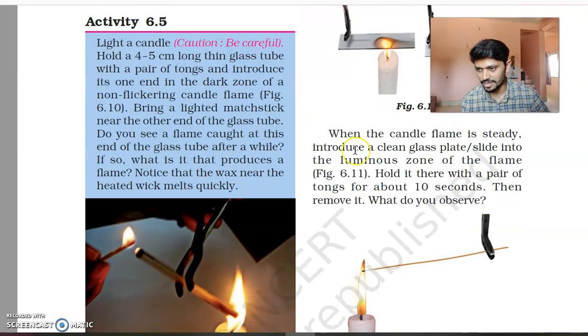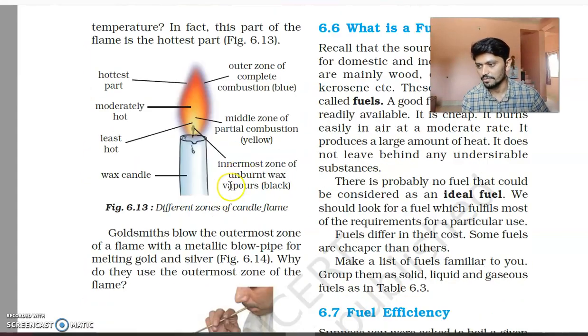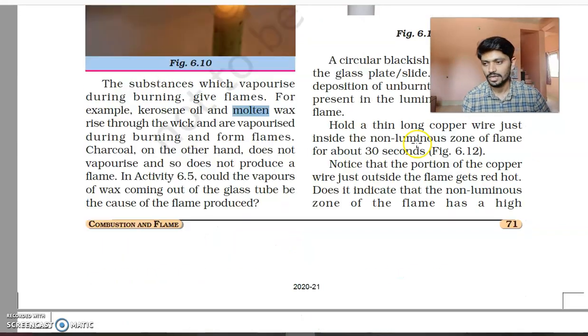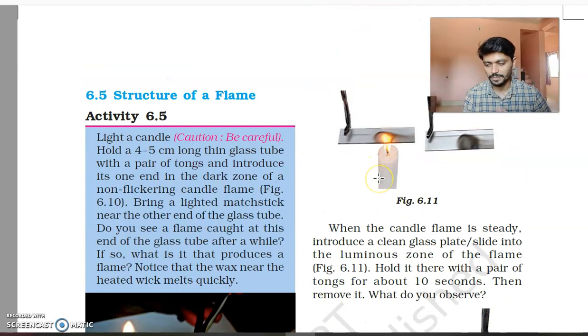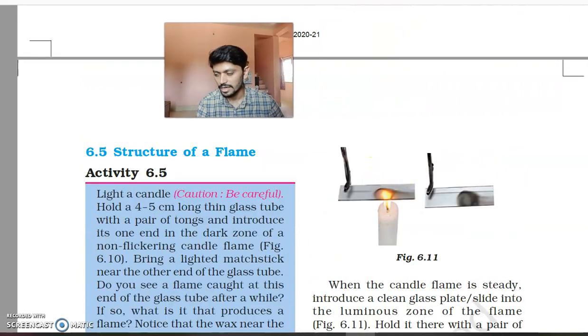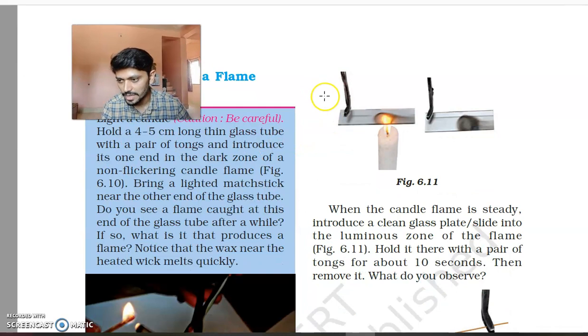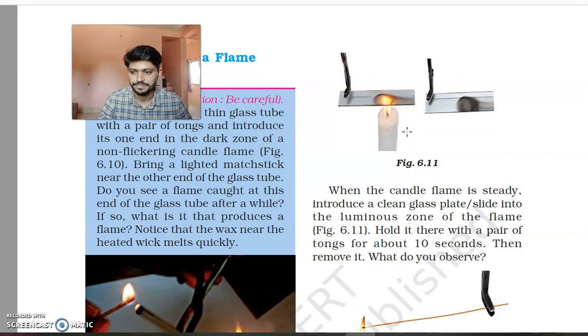We have another experiment based on the things that we discussed about the structure of a flame, where we have the innermost part, which is unburnt wax, the middle zone where we have partially burnt wax or partial combustion, and the outermost zone where we have complete combustion. So in this experiment, above the candle, we will put a slit of glass. This is called a glass slit, and we'll place it on the flame.